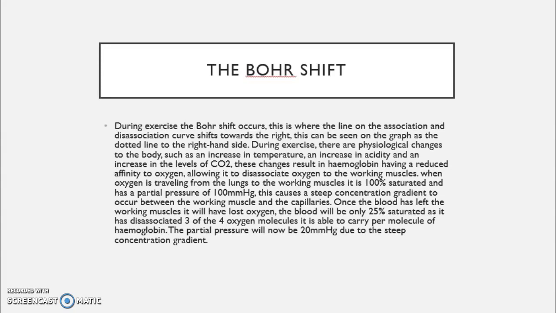And when oxygen is travelling from the lungs to the working muscles, it's 100% saturated with oxygen and has a partial pressure of 100 millimeters of mercury, which causes a steep concentration gradient to occur between the working muscle and the capillaries. Once the blood has left the working muscles, it will have lost oxygen, and the blood will only be 25% saturated, as it dissociated 3 of the 4 oxygen molecules it is able to carry per molecule of hemoglobin. So the partial pressure will now be at 20 millimeters of mercury due to the steep concentration gradient.